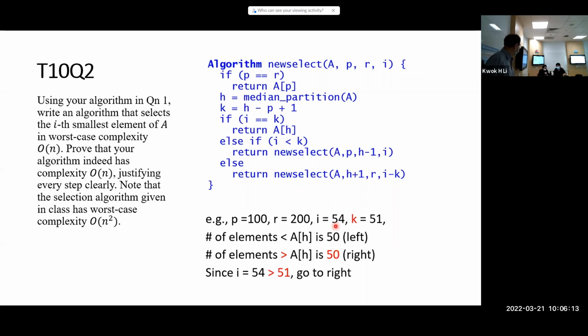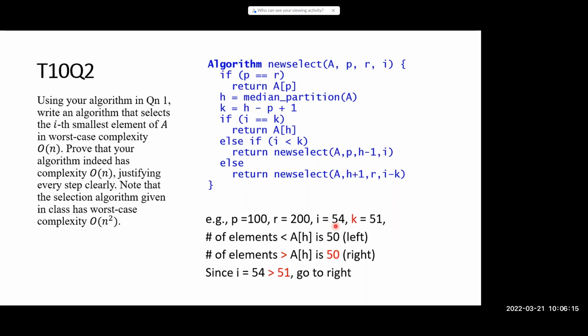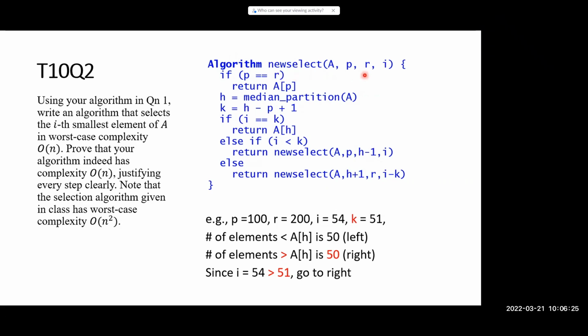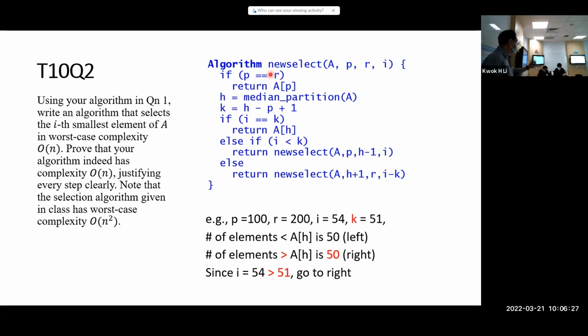54 is the rank, not the index. So later on we'll see it. Okay, so the algorithm is like this. If P and R are the same, that means the starting point and the ending point are the same. That means you have only one element. No need to do anything, just return it, right? So this serves as a base case because you make it smaller and smaller, so eventually you will come to this point.